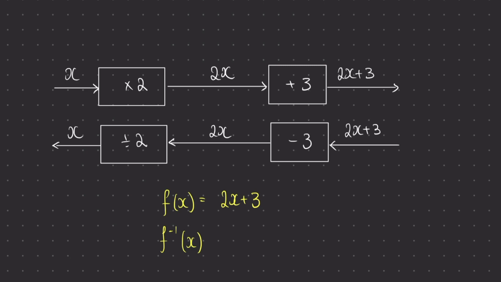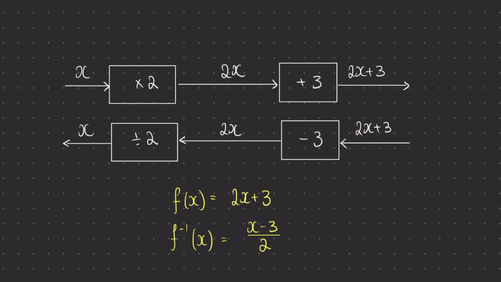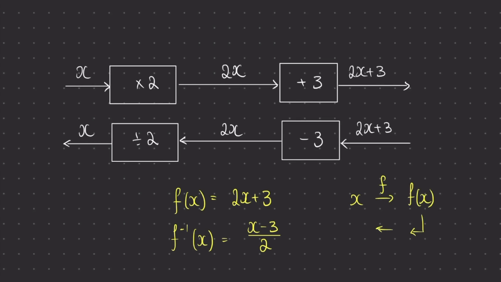So f to the minus 1 of x, or the inverse of x, we'll first subtract 3 away from my input and then divide by 2. So here my input is x, that's why I was inputting x there. So if we place x into the function f, we'll output f of x, and if we take f of x and place it into the function f to the minus 1 of x, we'll end up with x again.